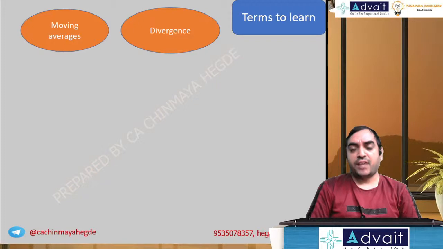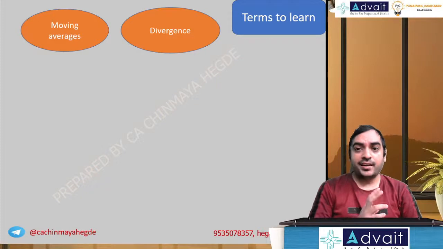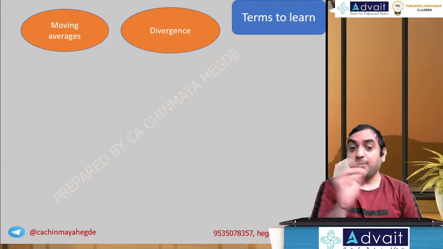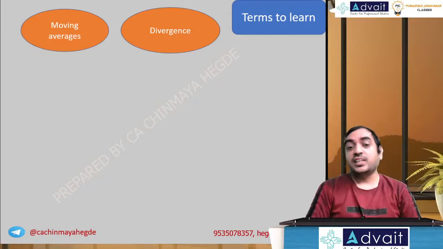Quite a few people have asked me for this, that is moving averages or divergence. This discussion or whatever interpretation we do here is mainly applicable for short-term trading only, not for daily trading, not for long-term trading, medium-term trading. We can also say like swing trading.